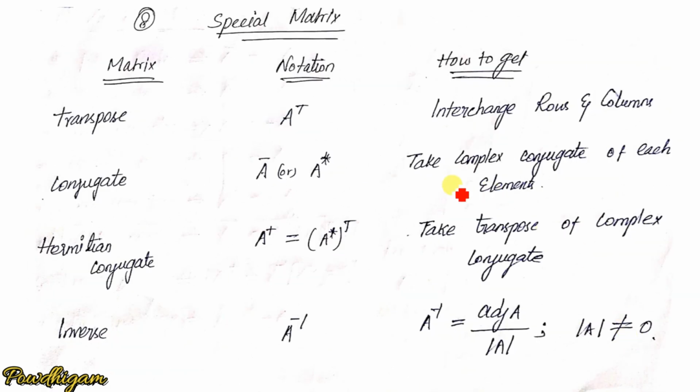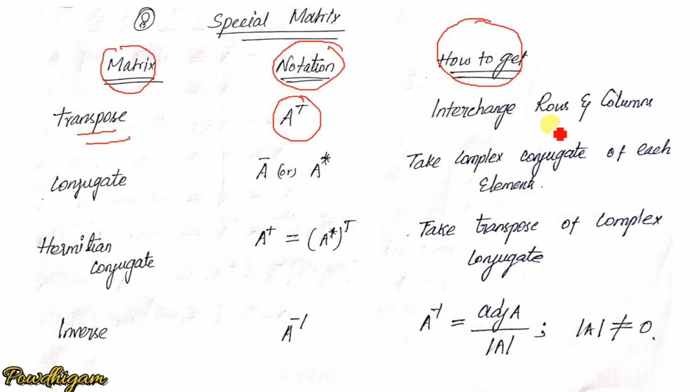Next one is special matrices. So these are the matrices, and what is the notation for each and how to get it. These four special matrices are very important. First one is the transpose. The notation is A power T. A power T means interchange of rows and columns. If you interchange the rows and columns of that matrix, then we will get the transpose matrix.